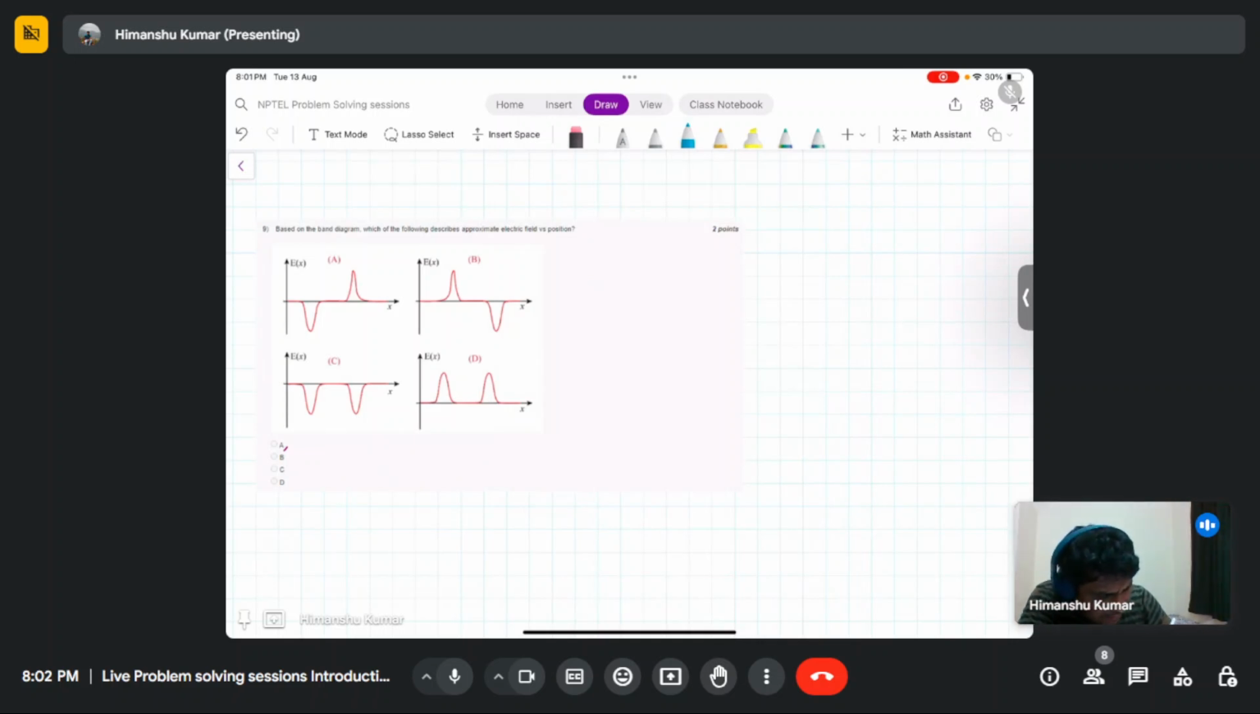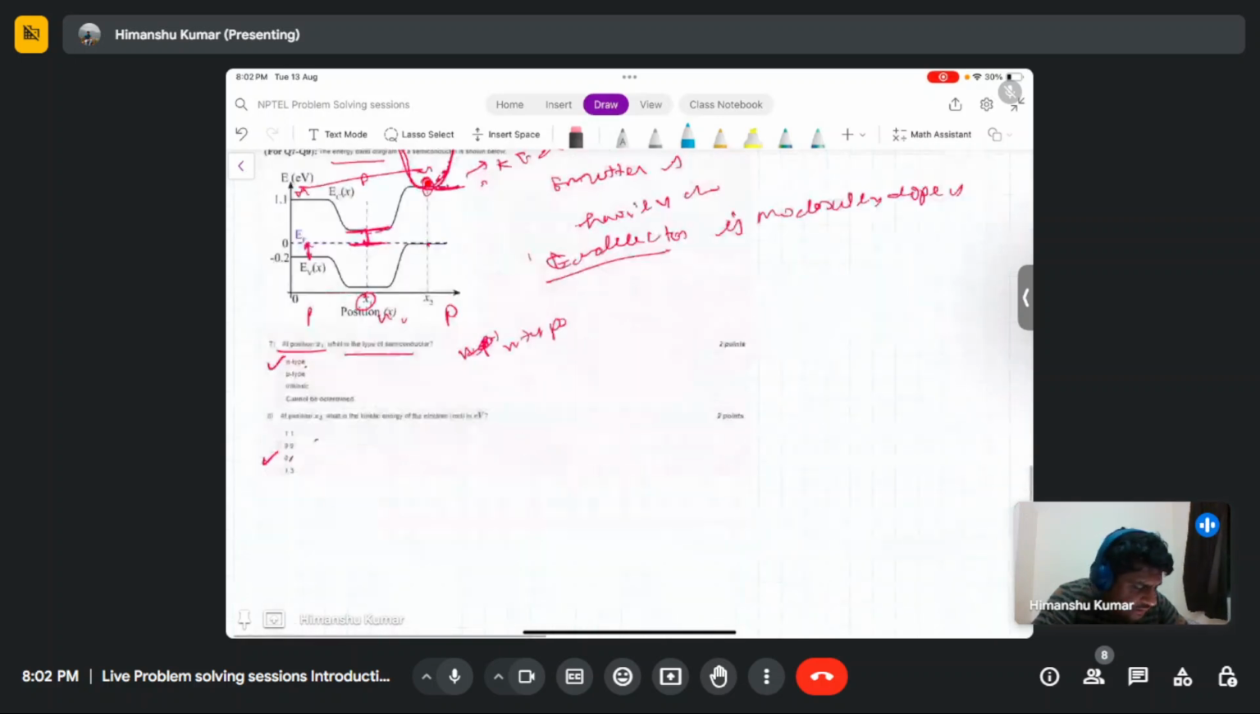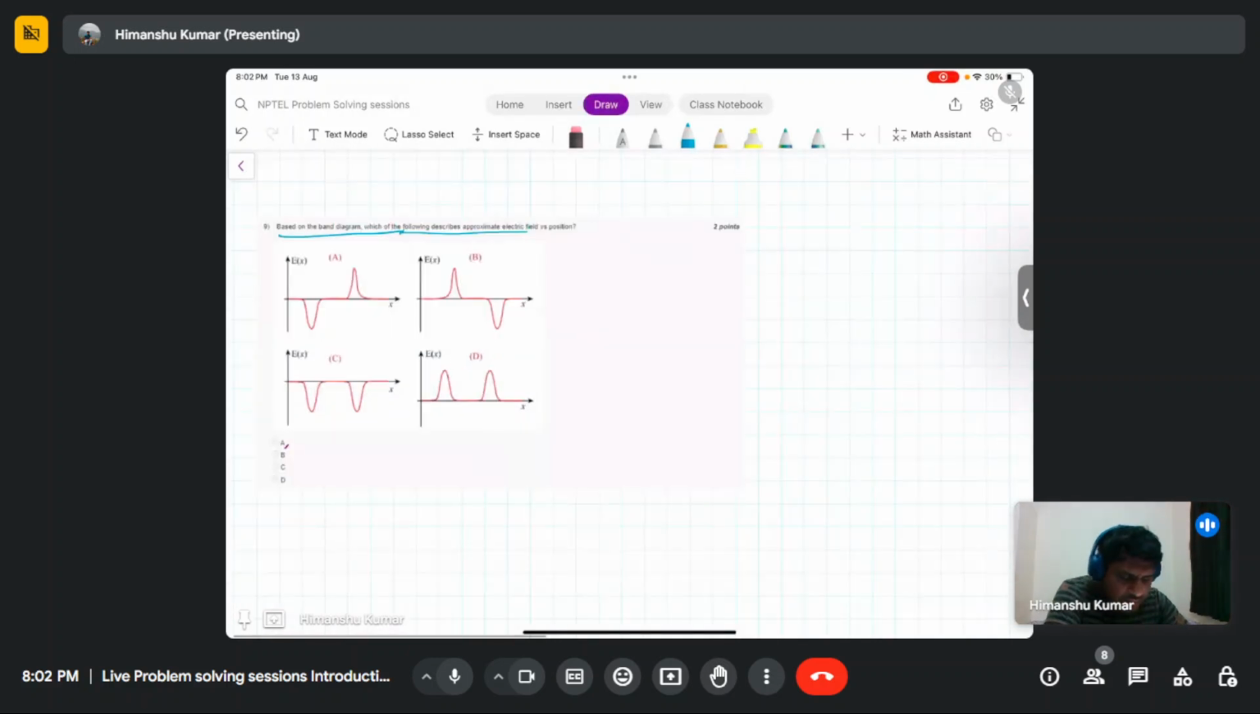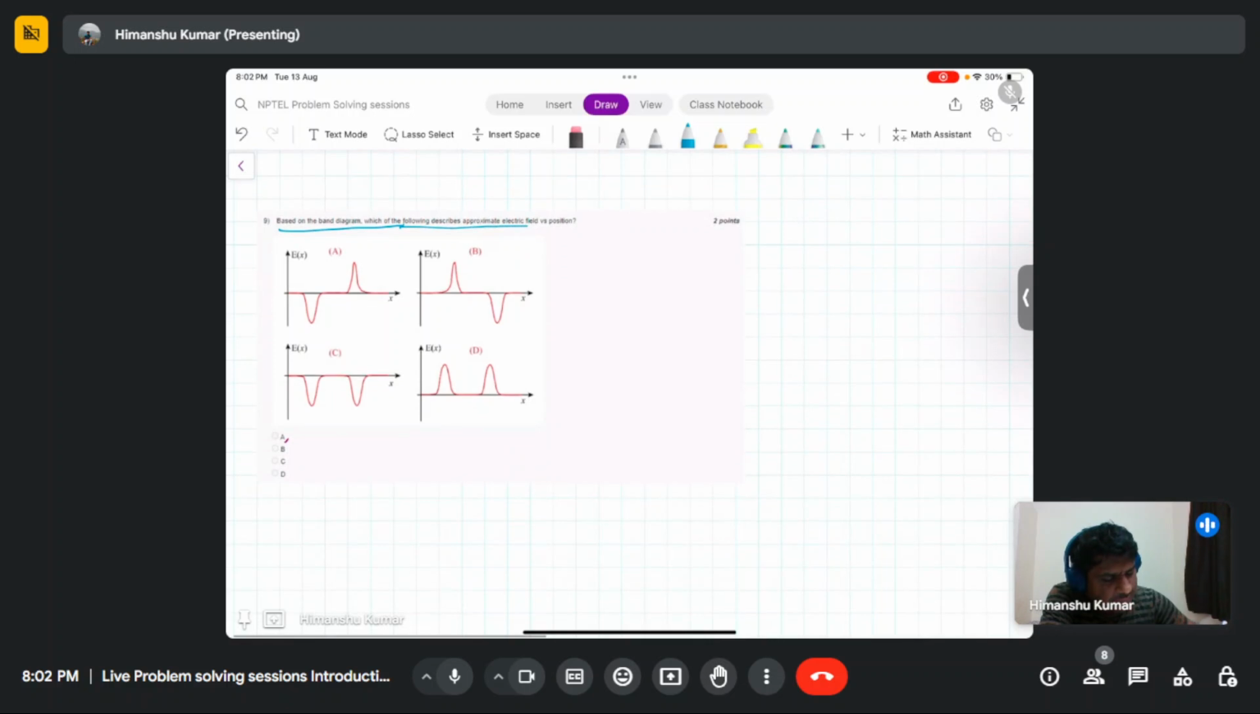Based on the band diagram, which of the following describes the approximate electric field versus position? So yeah, this was for problems 7 to 9. Again, we need to follow the same diagram. So let me draw it approximately here.